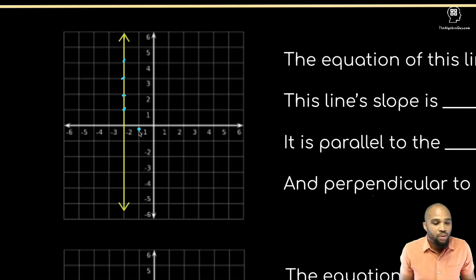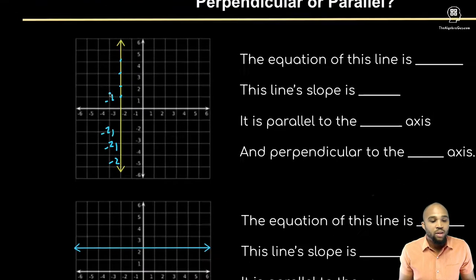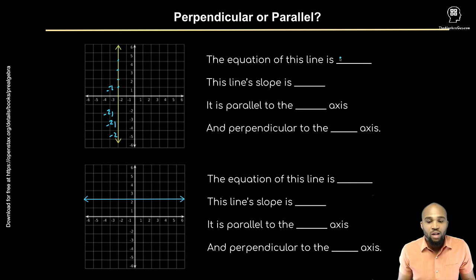So this point would be (-2, 1), (-2, 2), (-2, 3), (-2, 4), (-2, 5), (-2, -1). What do you notice? The first number in each one, the first coordinate each time, is -2. The x coordinate is always going to be what? -2. So I know that the equation of this line is x equals -2. No matter what, your x is going to be -2.